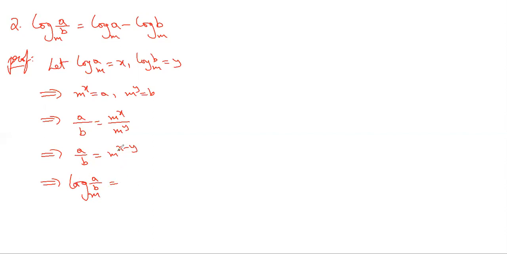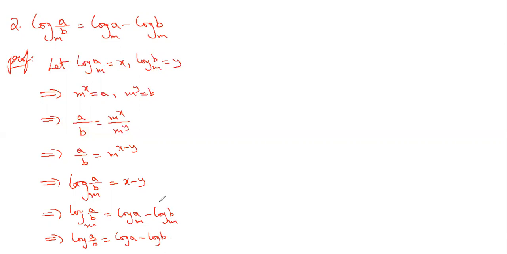And then the one which is close to the base, write it away. So then the log a by b base m, right? What is x? Log a base m minus log b base m. That implies, yeah, for simplicity, we write this without base. Log a by b is log a minus log b. That's it. Make a note of it.